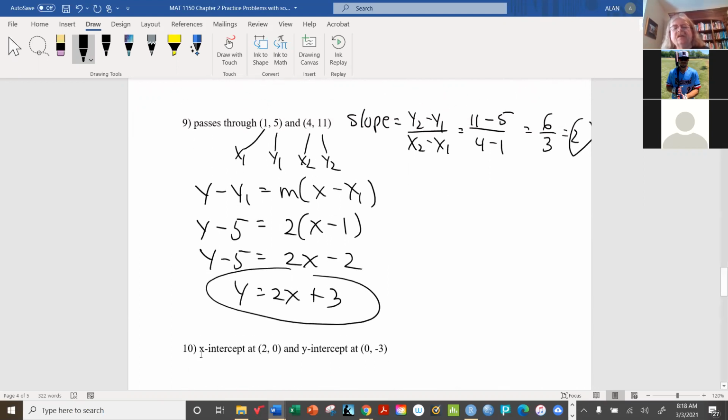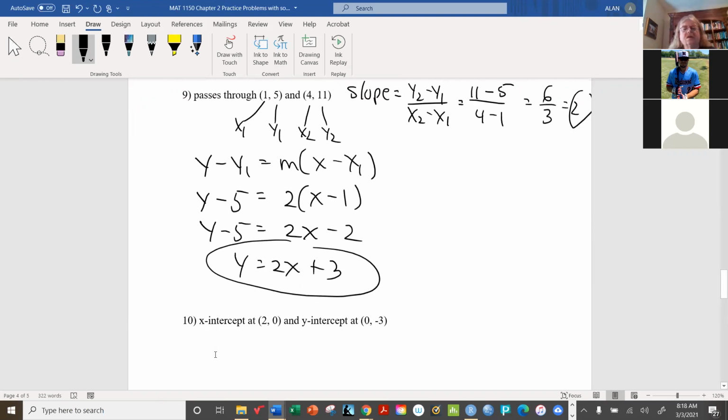All right, now there's one more. Now this one looks a little bit different, but it really isn't. They're just telling us the 2 points. It just so happens that the 2 points they're giving us are the x and y intercepts. It doesn't change anything though. We can still think of this as x1, y1, x2, and y2. All right, so let's do this.